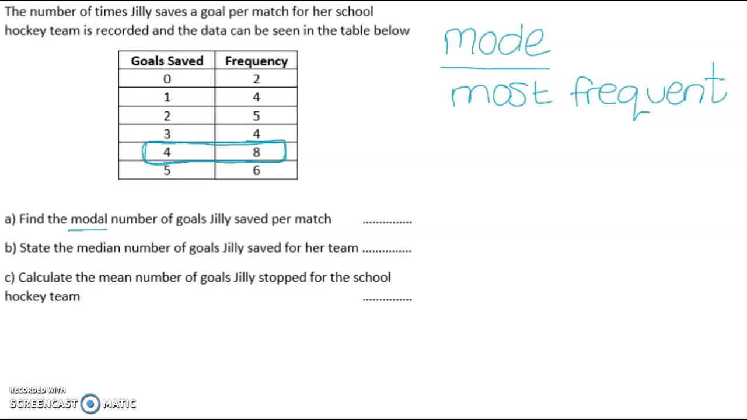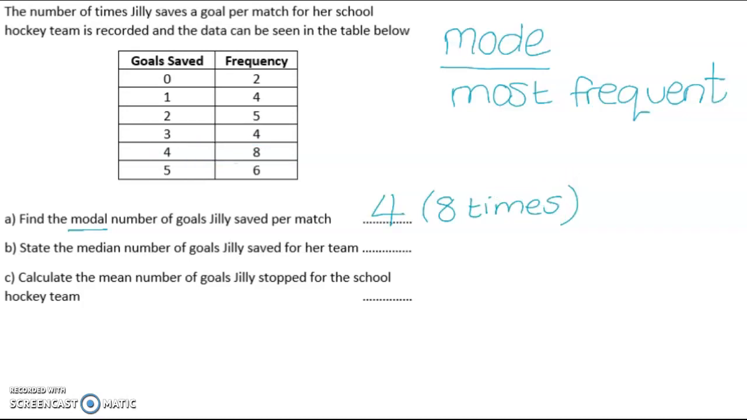I'll say that again. 8 is the highest frequency, and that corresponds with 4 goals saved per match. So the modal number of goals that Jilly saved per match is 4. In brackets, I'm going to remind myself that this happened 8 times.